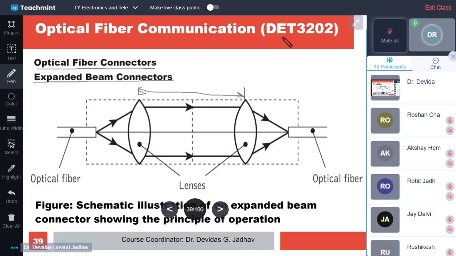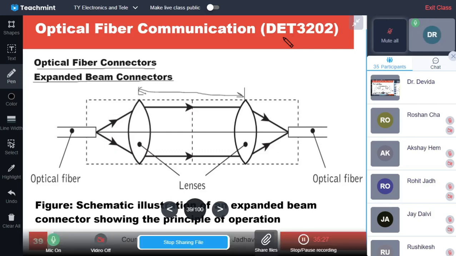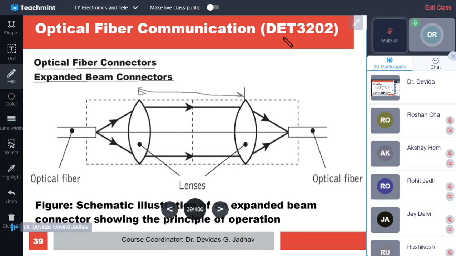That is, to remove the lateral misalignment and the longitudinal displacement. So this is not at all critical or important in these cases. Okay, so this can be very well understood like this.